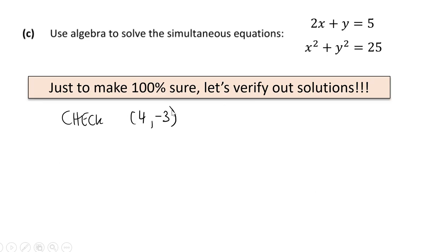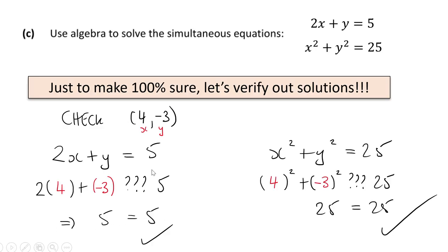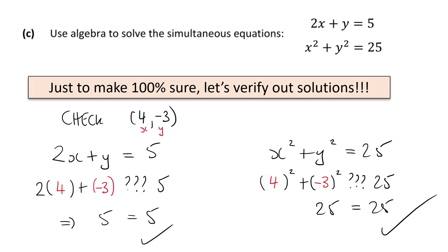What about 4, minus 3? We sub that in, we see that we get the left hand side equals the right hand side, and again it must work simultaneously, in both equations. So again, it satisfies the equation, left hand side is equal to the right hand side, and therefore we're cooking.